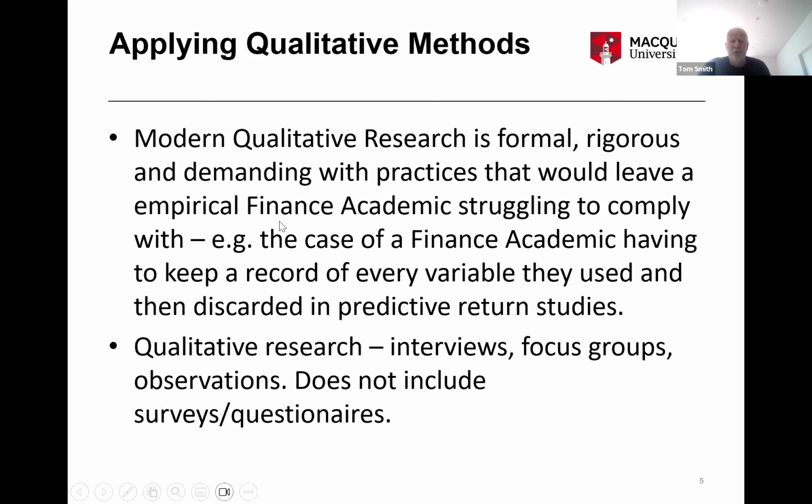So very formal, rigorous, and demanding. I'm not going to say who, but there are finance academics trying to predict returns, and they literally try hundreds of thousands of variables, but discard the ones that don't work and just report the few that did work, right? They don't disclose that, but in qualitative research, you've got to show all the things you tried but discarded. So the finance academic would be very much embarrassed.